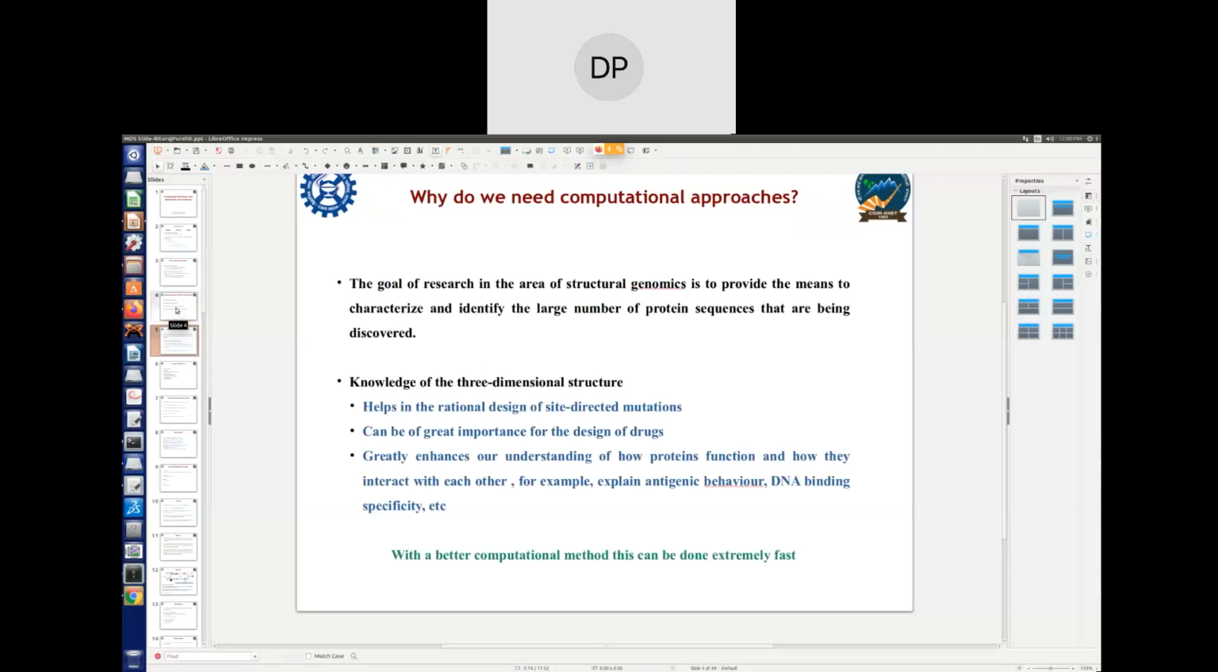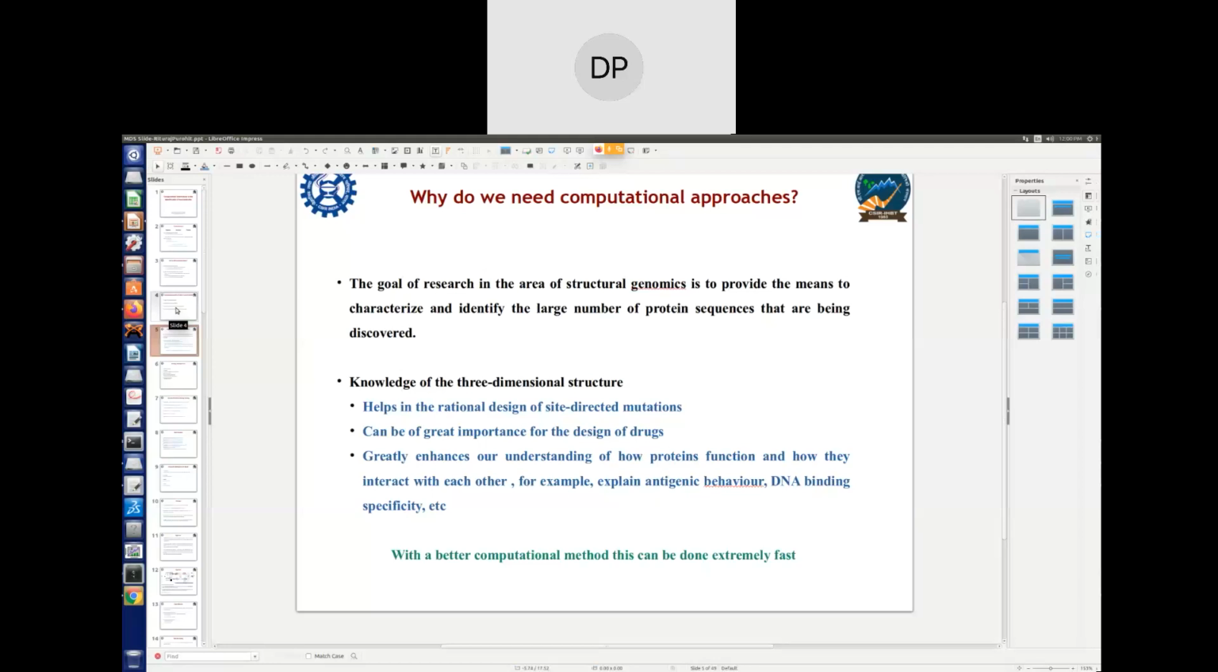Why do we need a computational approach? What is the need? If we have experimental techniques through which we are getting the correct or exact structure, why do we need other types of approach, the computational approach? So the goal of research in the area of structural genomics is to provide the means to characterize and identify the large number of protein sequences that are being discovered.